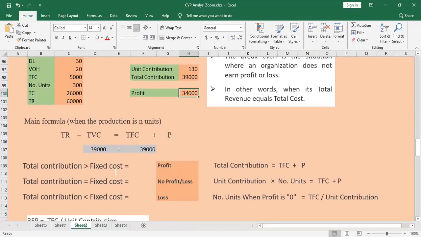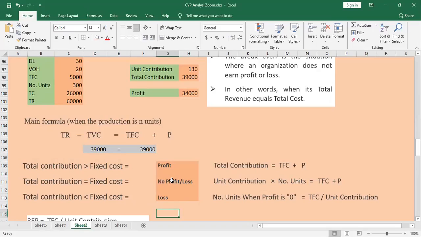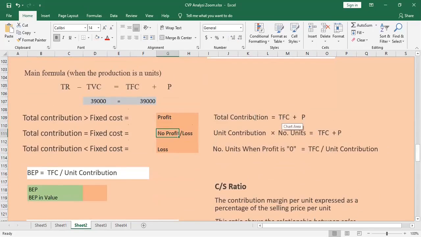But when you have fixed cost equal to contribution, that means you are not making any profit and not making any loss. So this is the point we are looking at: contribution equal to fixed cost. That is the break-even point. When you have less contribution compared to fixed cost, that means you are obviously making a loss. So now we are looking at this point when the contribution is equal to fixed cost, right?